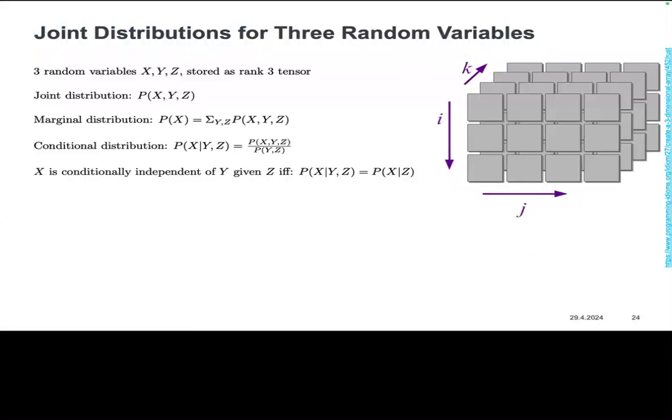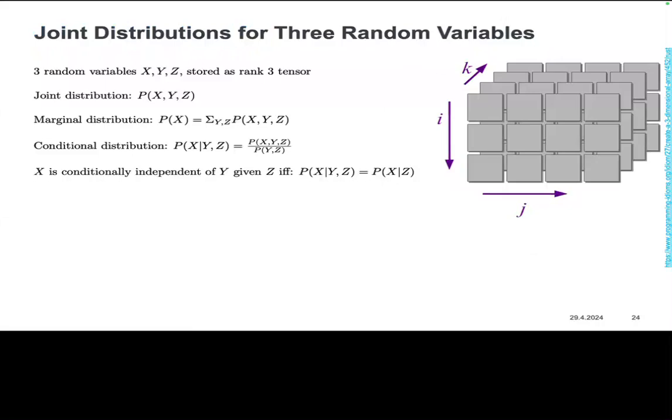But let's continue with Bayesian reasoning and then apply this to machine learning. First, what we need to do is generalize to a larger number of variables, because typically we do not just have 2 random variables, but we have 3 or more random variables. And how do we conceptualize 3 random variables?